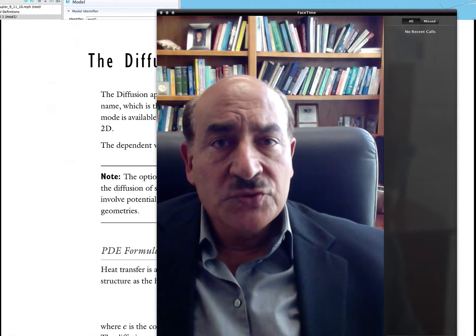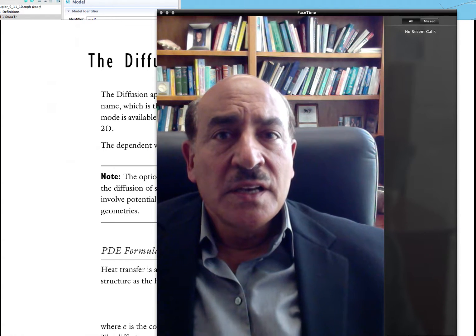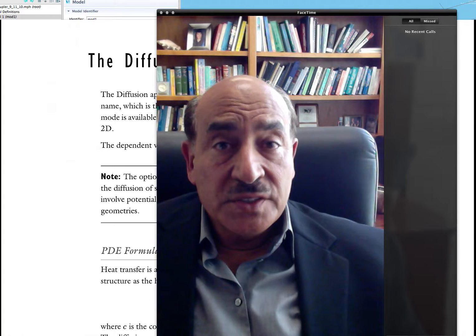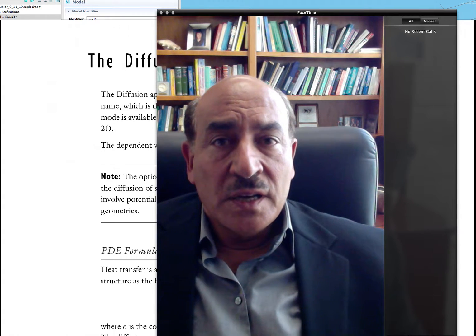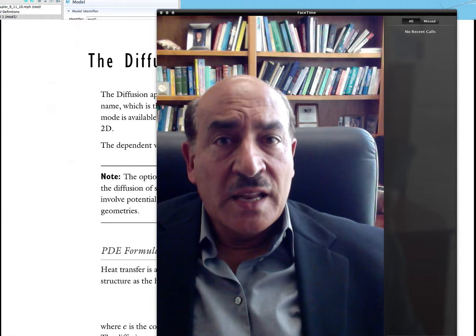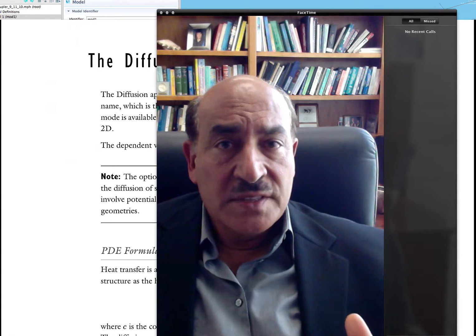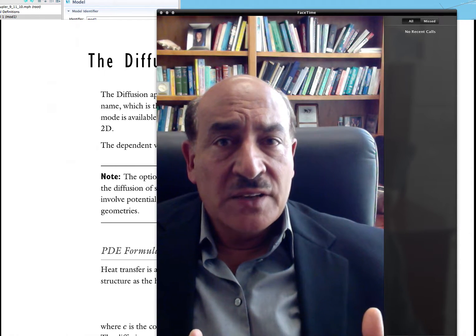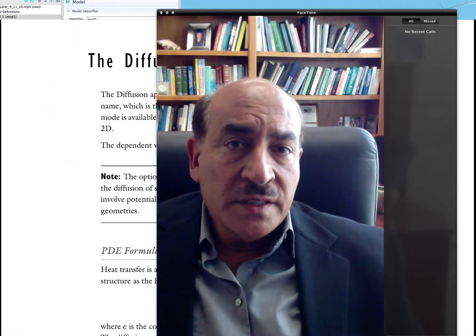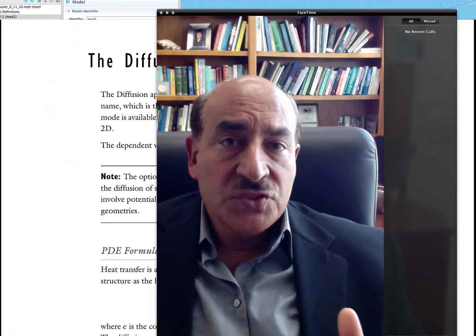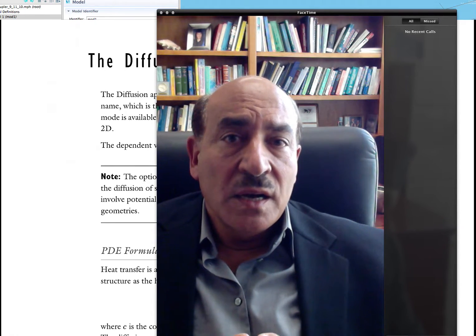And when we did the total energy conservation, we were able to find an equation that describes the change in the internal energy with respect to time. And since this is related to the temperature, C sub V times T, we are now able to describe the evolution of the temperature in the material. That's a heat transfer problem.